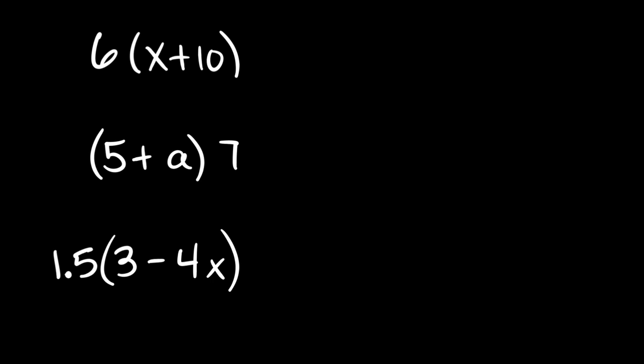What usually happens is we will multiply 6 times each element inside, and we'll start with x. So 6 times x is equal to 6x. Then we'll multiply 6 times 10, and that's 60. And that's it. That would be your simplified expression, 6x plus 60.